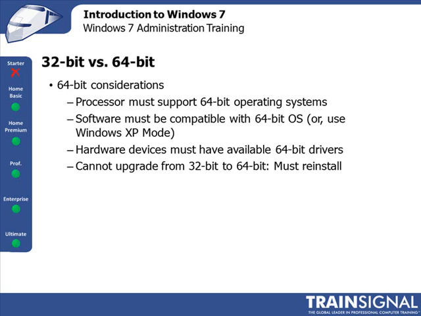If you're going to make the move from a 32-bit to a 64-bit operating system, one area that's not negotiable lies in hardware devices. The drivers for those devices must have available 64-bit drivers. You cannot use the 32-bit drivers in this case. If you're upgrading Windows from Windows Vista to Windows 7, or trying to upgrade from Windows 7 32-bit to Windows 7 64-bit, you cannot do an in-place upgrade. You must reinstall Windows from scratch in order to move from 32-bit to 64-bit Windows.